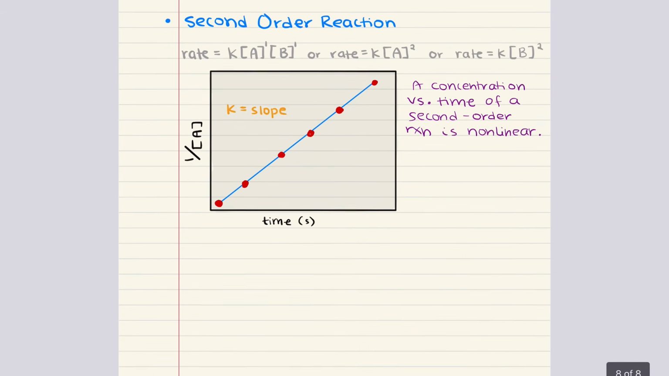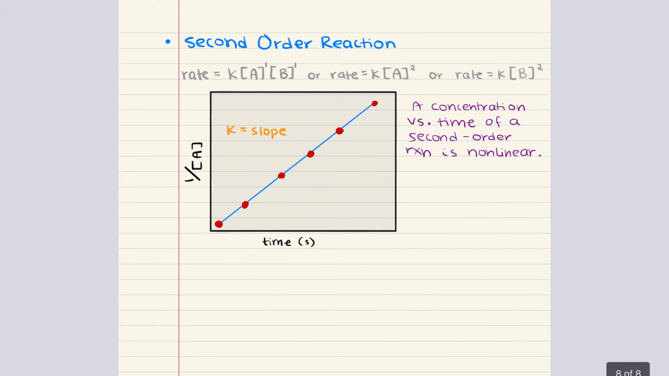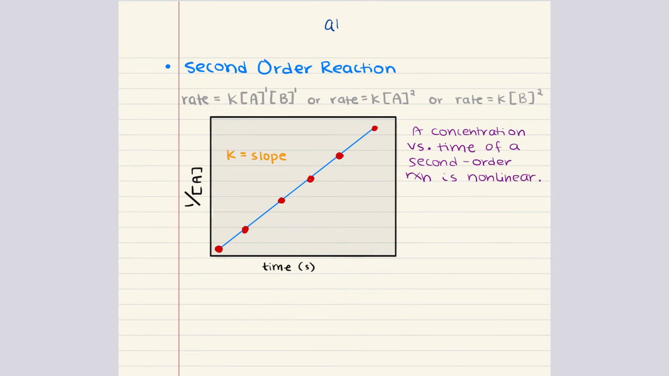What about second order? A second order reaction has a rate that is proportional to either the concentration of two reactants or the square of the concentration of a single reactant. So again, based off of our generic chemical equation here, if we were trying to write the rate law for a second order reaction for this particular chemical reaction, it can be one of three things. The rate can be equal to k multiplied by the concentration of A to the first power and concentration of B to the first power.